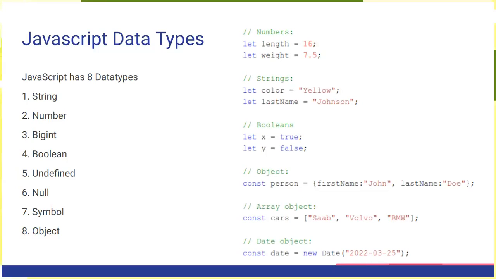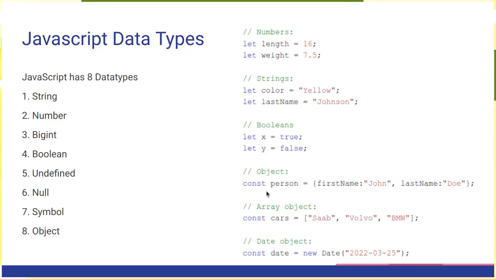What is a boolean? Here I have added an example: let x = true, let y = false. There will be two values in a boolean, either true or false. It could be 0 or 1, or yes or no. All of these will be treated as a boolean. Then let's move on to the next.